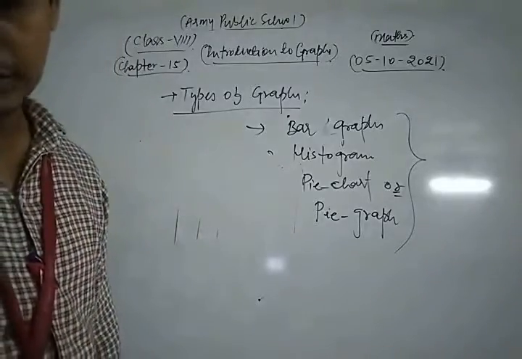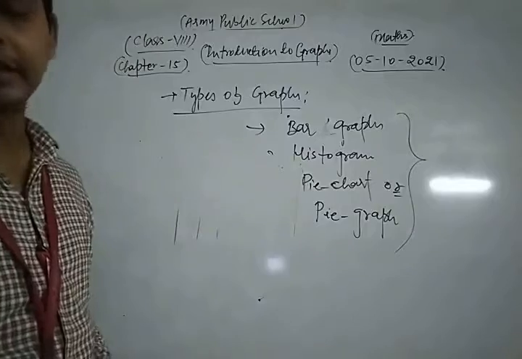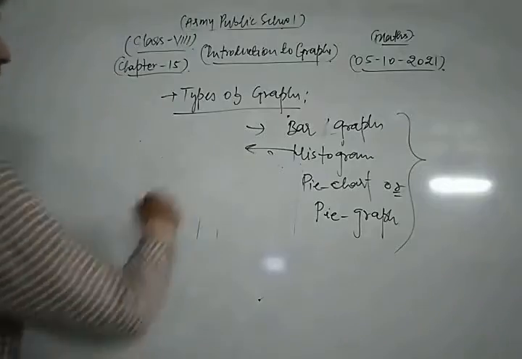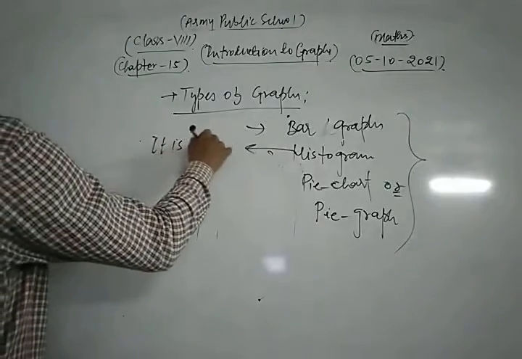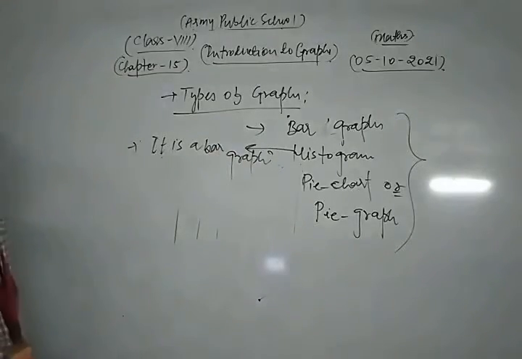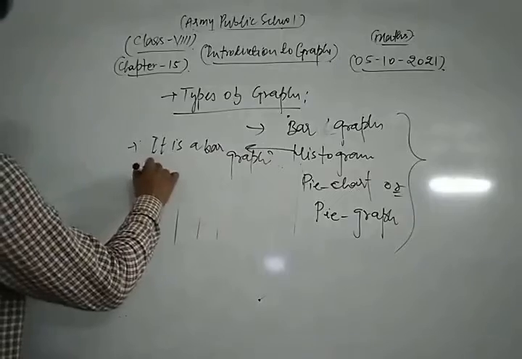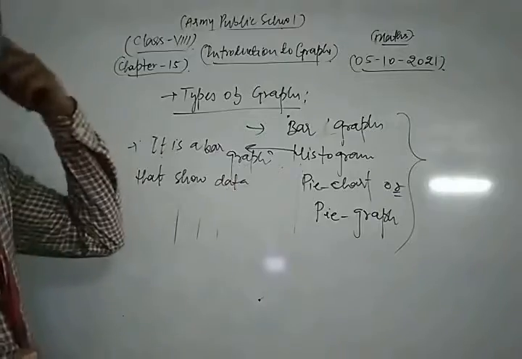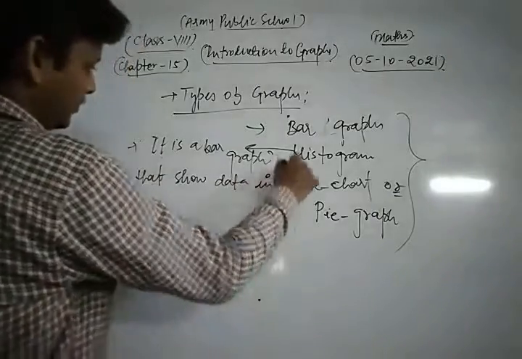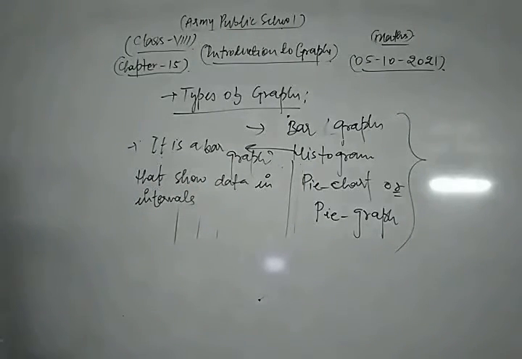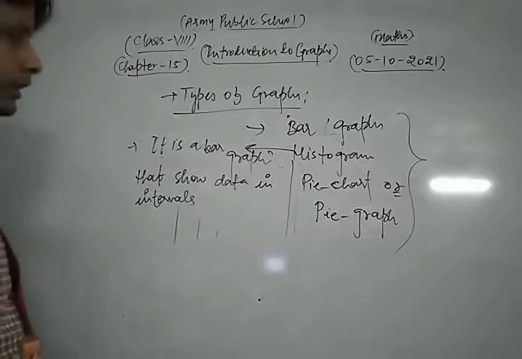A histogram is a bar graph that shows data in intervals. It has adjacent bars over the intervals.